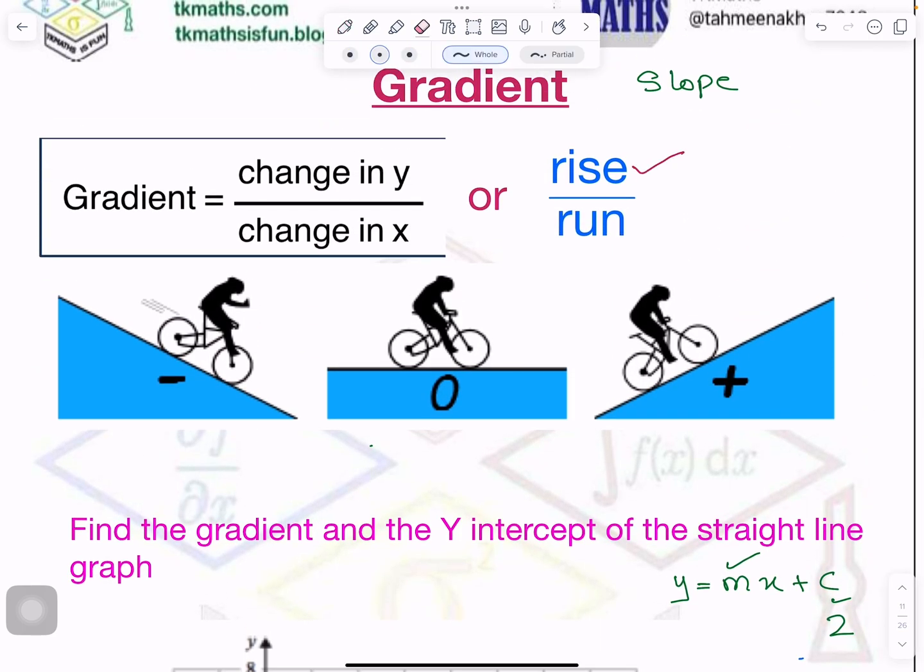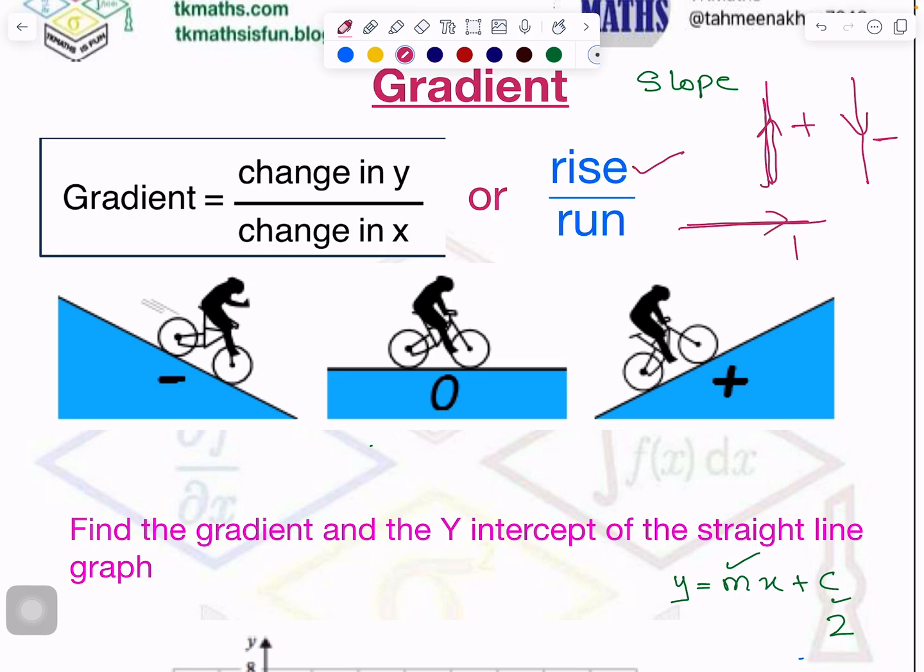Rise means vertical, right? Run means horizontal. If you go up, you write plus. If you come down, you write minus. If you go right, you write plus. If you go left, you write minus. We will see more examples in detail.